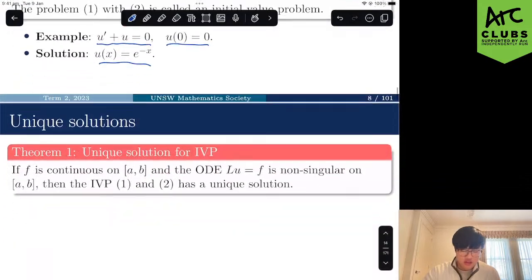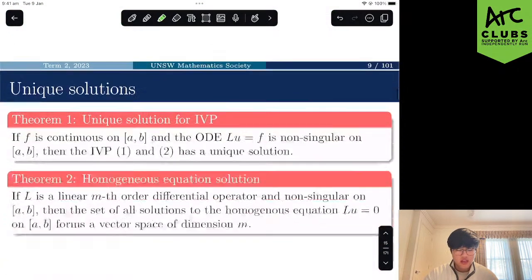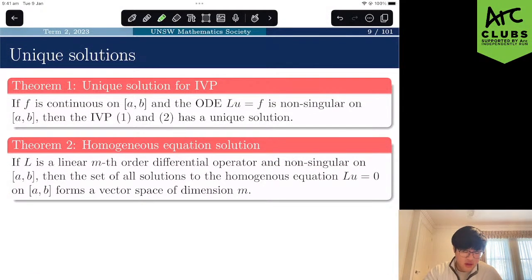We'll move on to some theorems about them. The first one is: if f is continuous on the interval that we're looking at, and we have an ODE like this that is non-singular, then the initial value problem has a unique solution. The second theorem is: if L is linear of mth order and non-singular on the interval, then the set of all solutions to the homogeneous equation forms a vector space of dimension m.